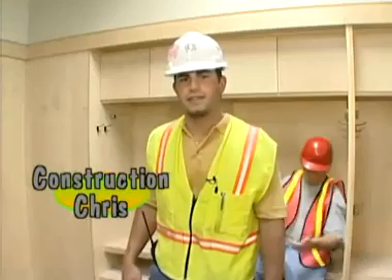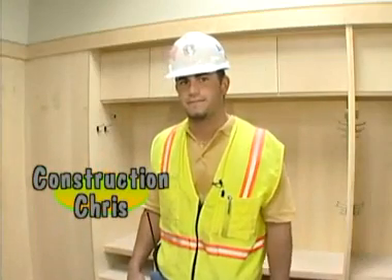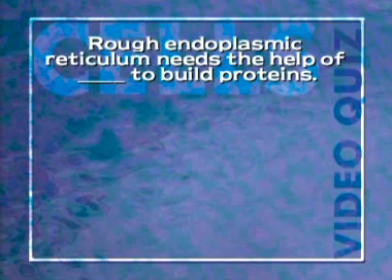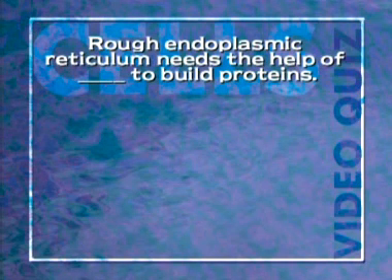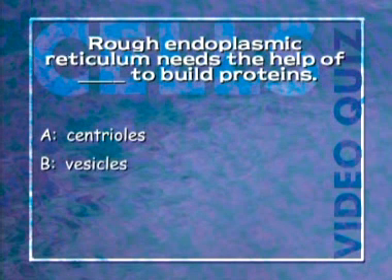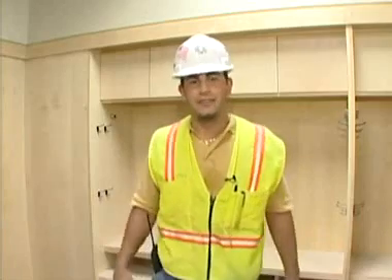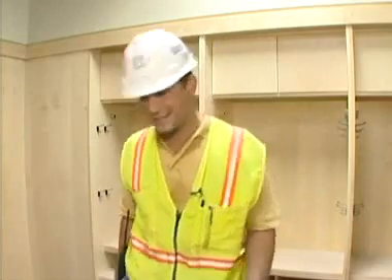Just finished these lockers. Now it's time for a break. But first, answer this next question. Question 8. Rough endoplasmic reticulum needs the help of these organelles to build proteins. A, centrioles. B, vesicles. C, lysosomes. Or D, ribosomes. Good job. Now that you know the answer, I'm going to lunch.